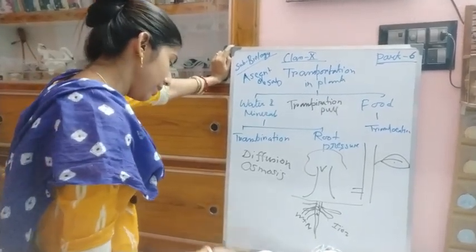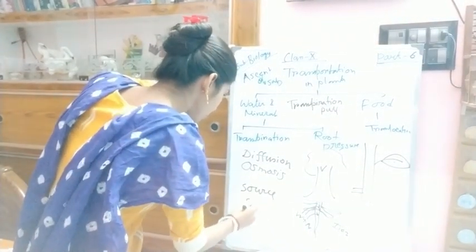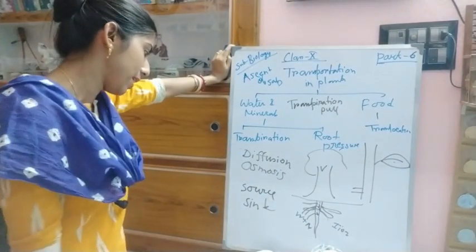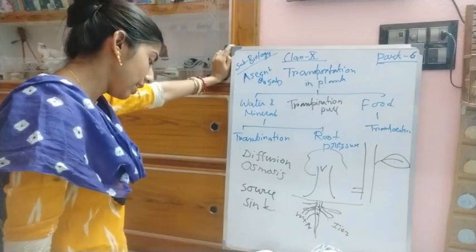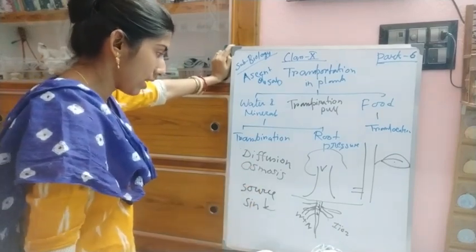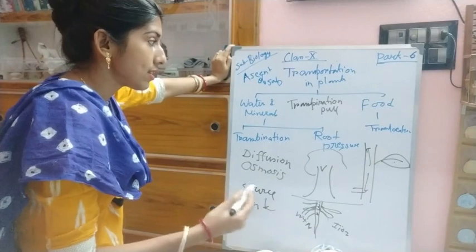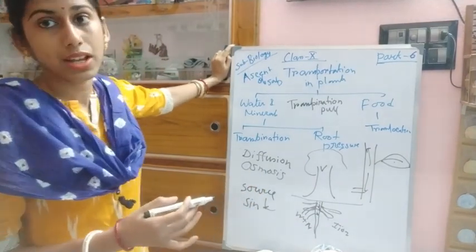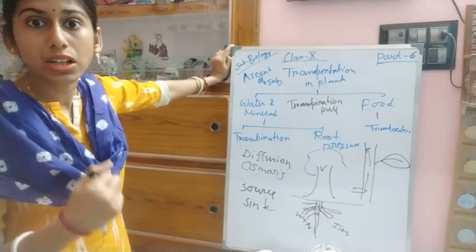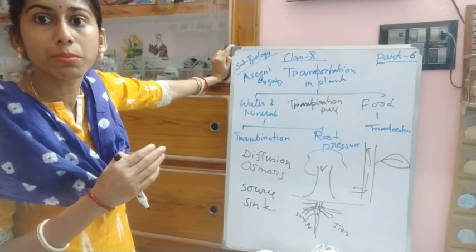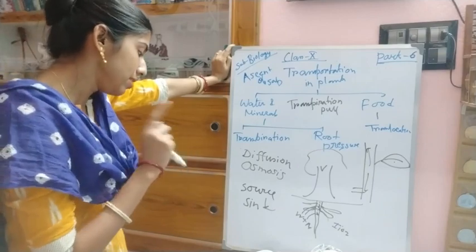The region of the supply of food is called the source. You need to know these two terms, source and sink. The region of the supply of food is called the source, while the region of utilization is called the sink. And the transport of food is in all directions, downward and upward. That's why it is multidirectional or bidirectional. But in the case of water, we have seen that water is transported from the roots to different body parts, so it is unidirectional.